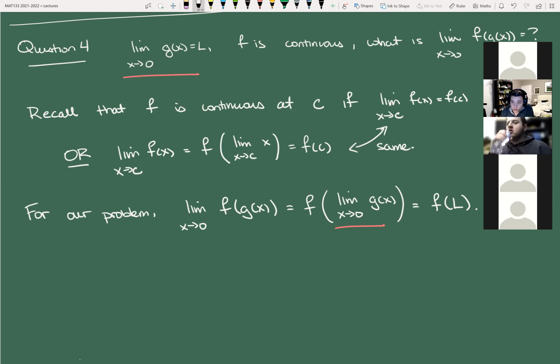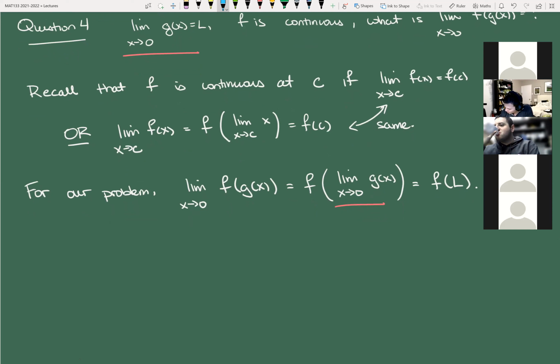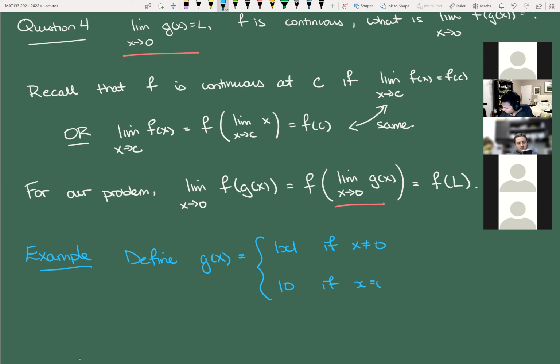Where this can really become useful, and where you have to be careful about it, is that this is one of these examples where if you just plug in numbers, you can run into trouble. So maybe let me give you an example of that. Okay, so let's say I define g of x to be the following: the absolute value of x if x does not equal 0, and 10 if x is equal to 0. And let f of x be equal to e to the x, something like that.